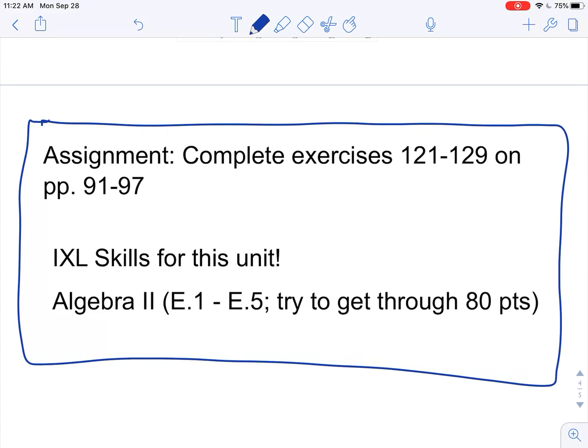And IXL skills for this unit that are going to help you with your learning are going to be those Algebra 2 skills, E1 through E5. Yes, go to Algebra 2, that's in the high school section. Try to do E1 through E5 to sharpen your skills at solving systems of equations.